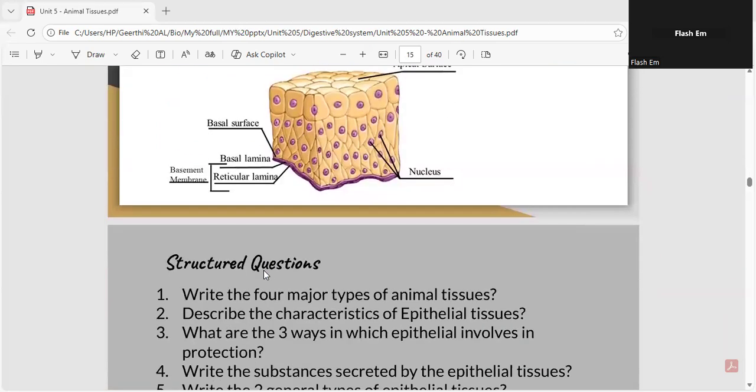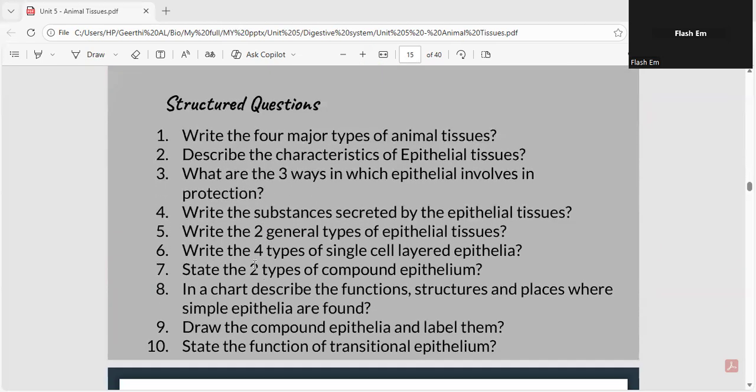I have given this structured question. You can try it out and easily refer to your resource book to get answers for these types of questions. So that's all about epithelia. I will give another video regarding connective tissue in the next session.